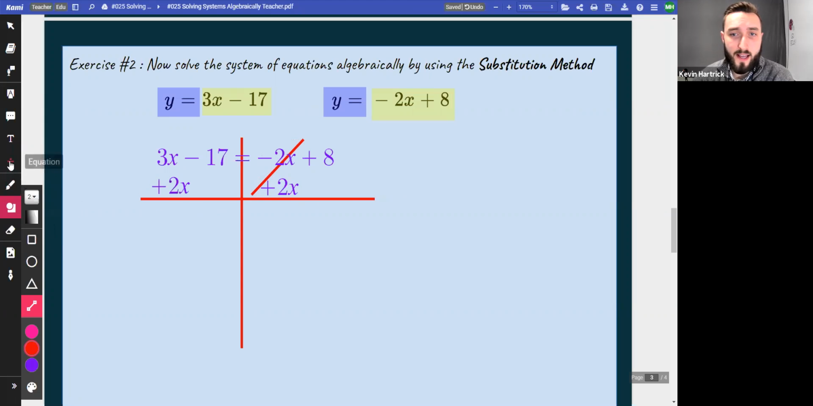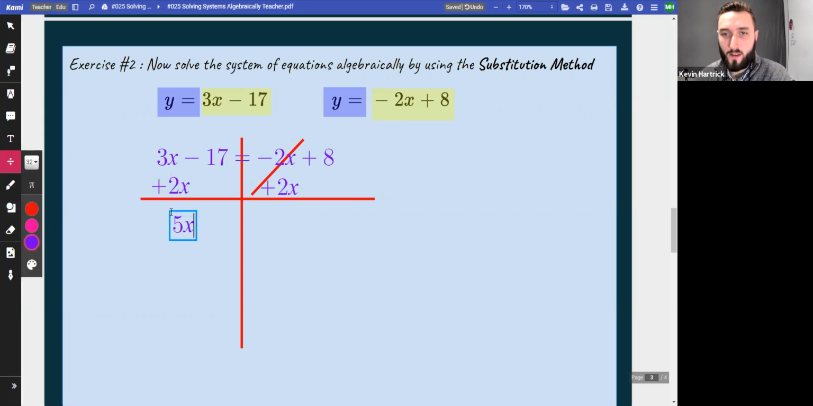Remember, anything I do to one side, I have to do to the other. 3x's plus 2x's should give me 5x's. I'm just going to bring down the minus 17. Equal sign on the line. You guys probably remember me saying that from previous unit, right? And now we have it into what we call our two-step equation, meaning there are two more steps to solve this. This looks very similar to things that we did in unit 1. So we're going to continue here.